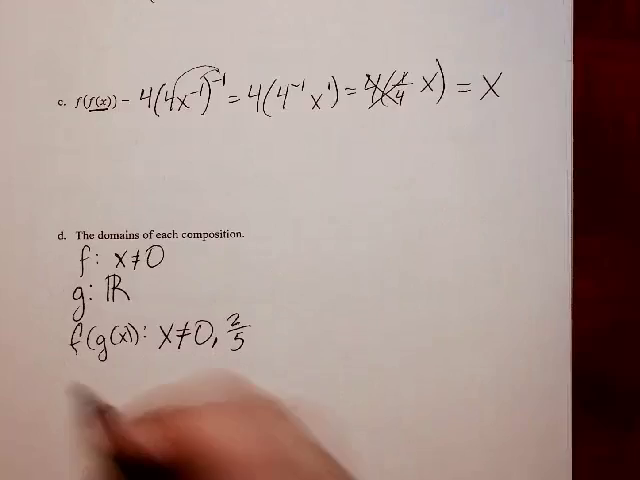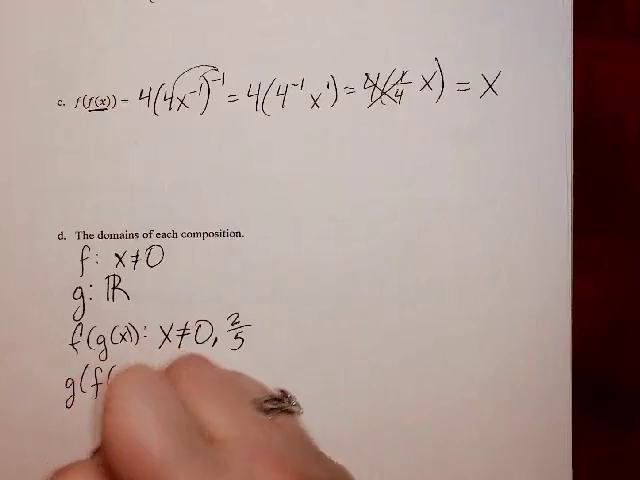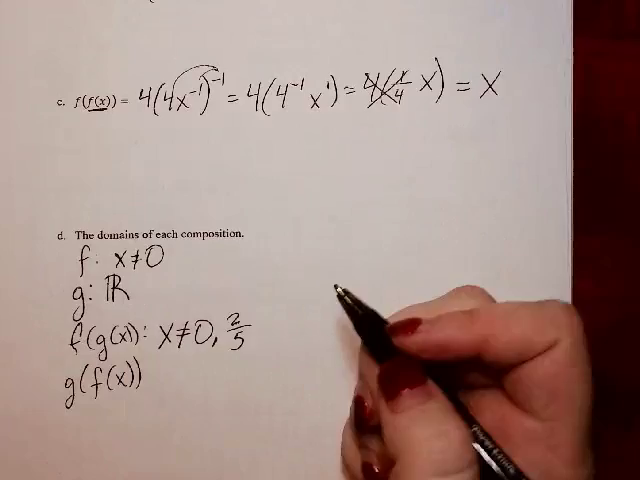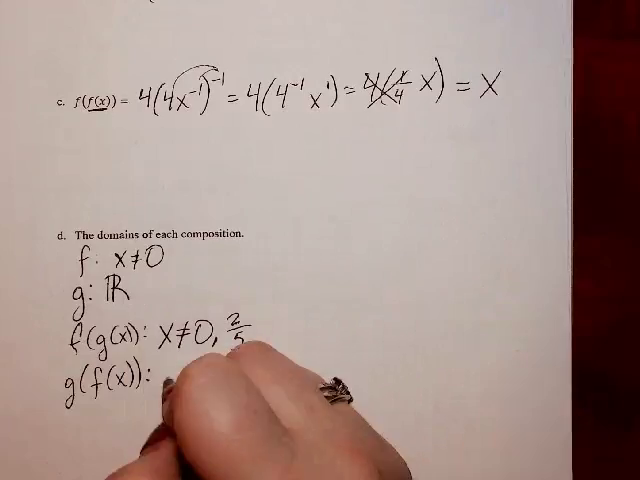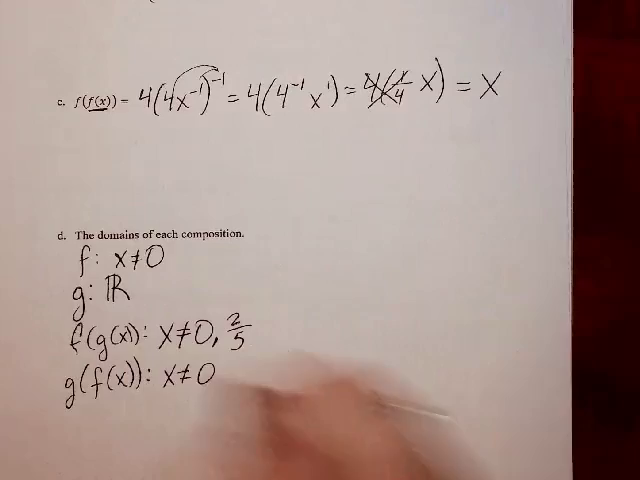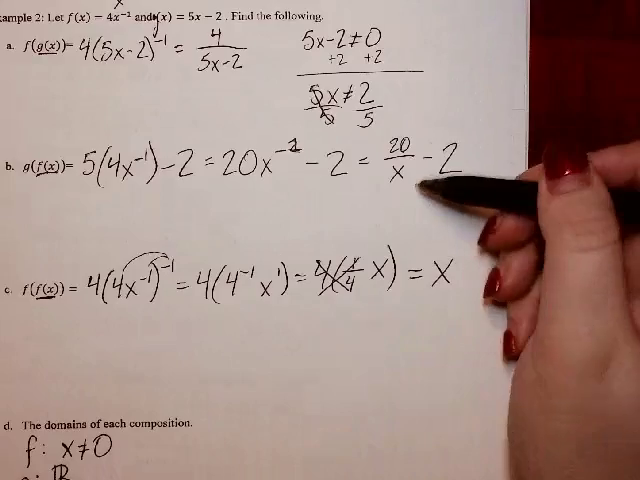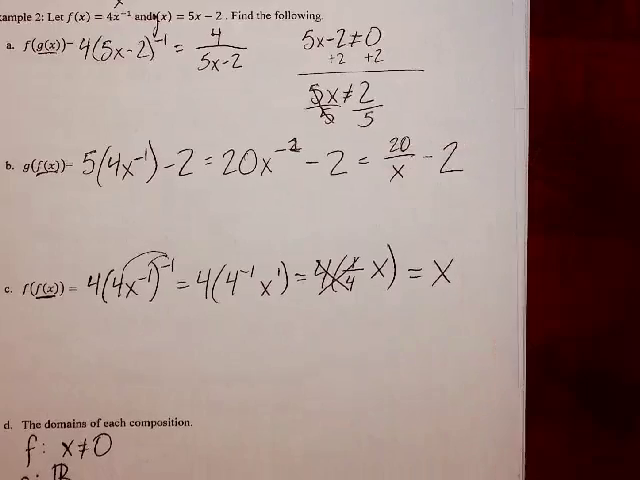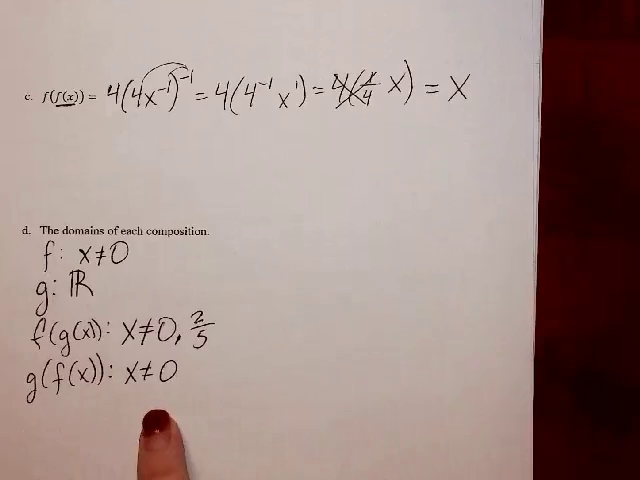Now g of f of x, x cannot equal 0. And so now we look at this. Again, we have a fraction. We cannot divide by 0, so x can't equal 0. Well, we already have that. So we can leave it just like that.